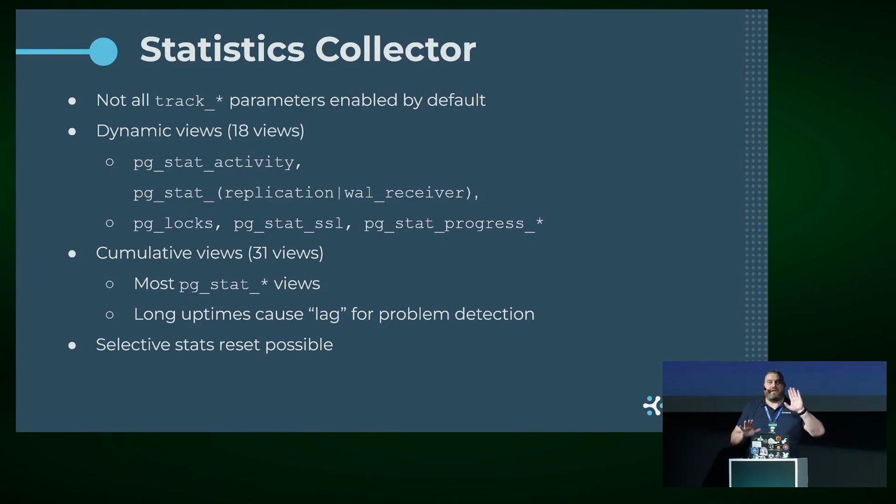We have a division into two parts, so-called dynamic views and cumulative views. Dynamic views show you what is going on right now. It's just like temperature, pressure, right? I need to know what's going on, where to look. And cumulative views accumulate the statistics over time, and you can see how the metric changed over time. And that might be really surprising.